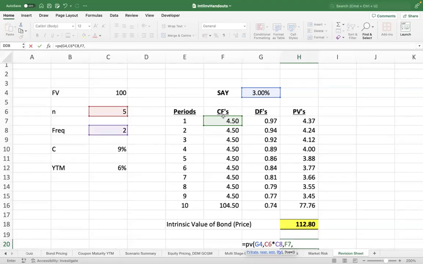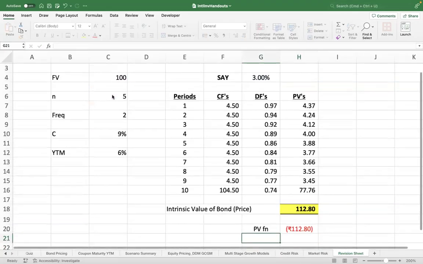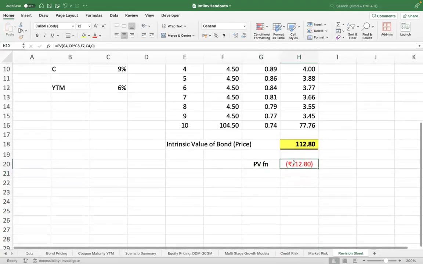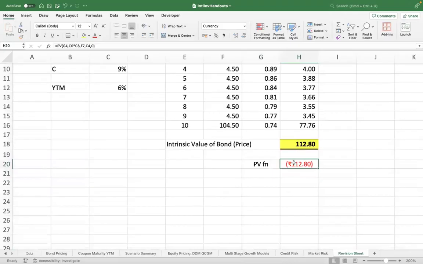What is the future value of the bond? The future value of the bond is always the maturity value. And type I'm going to take as 0 because these payments are always at the end of the year. And then press enter. What do you get? You again get $112.80. Negative. Why is this negative?